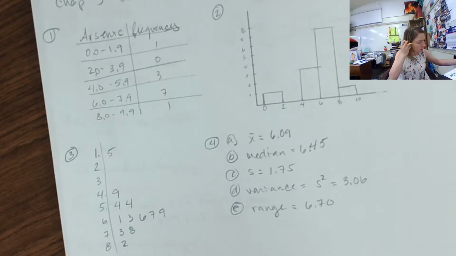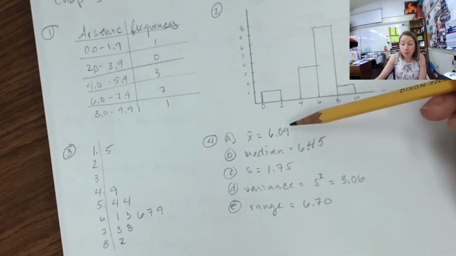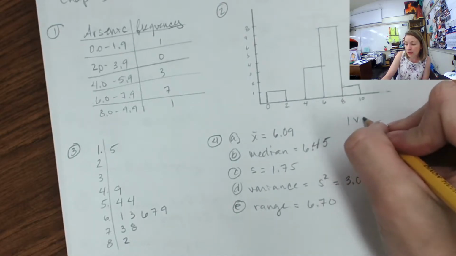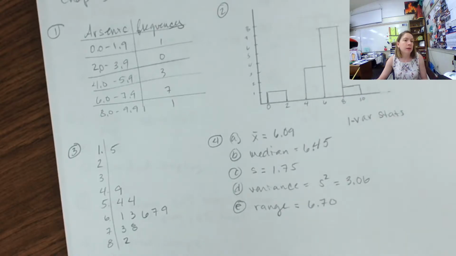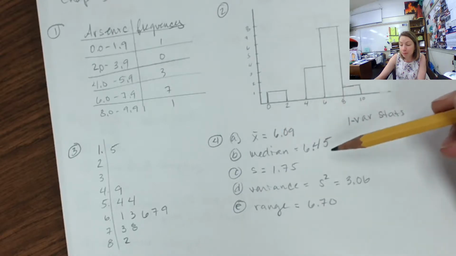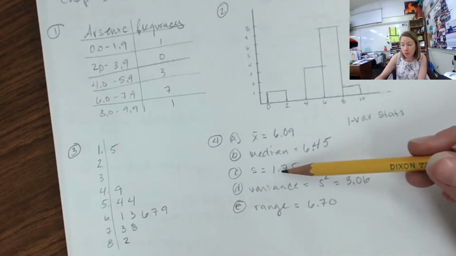There it is. Number 4 is using that same set of data, getting those descriptive statistics. So all I did was I just put it into my calculator and hit that 1 var stats, right? It's just stats over to calculate and then go, right? So I've got my x bar, which is my mean. My sample mean is 6.09. My median, 6.45. My standard deviation is 1.75.